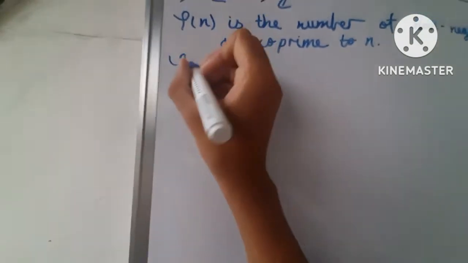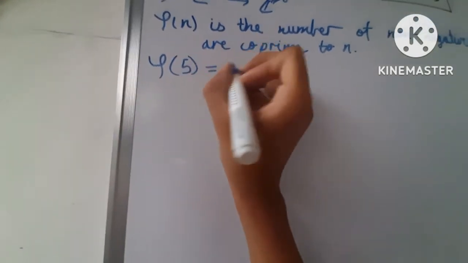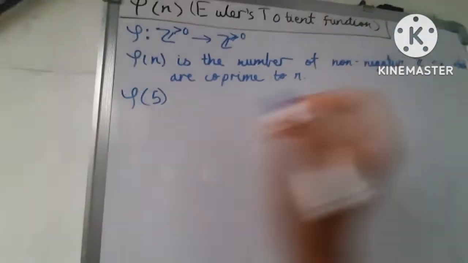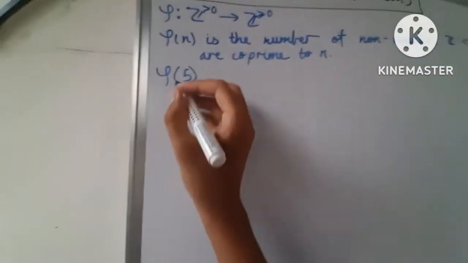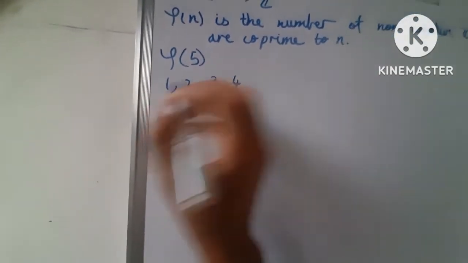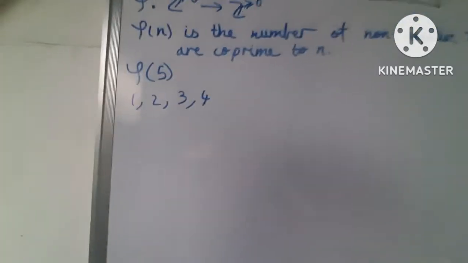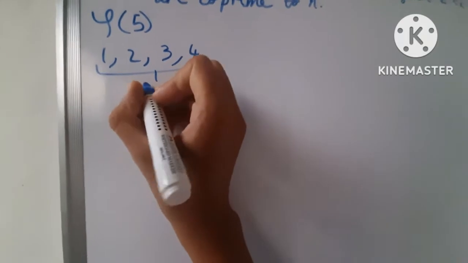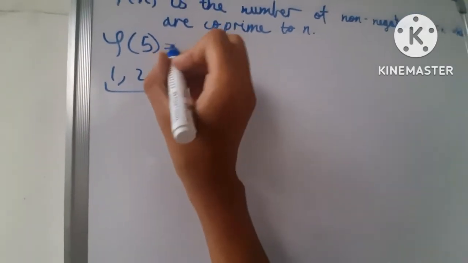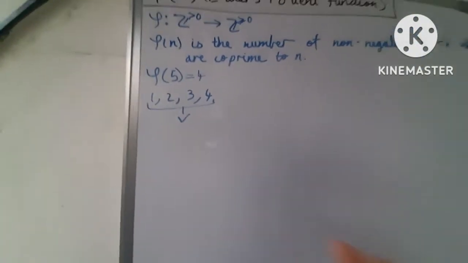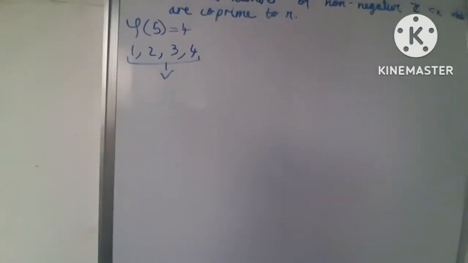So if you wanted to find, say, phi of 5, the procedure would be to write down all the non-negative integers less than n, so less than 5, which is 1, 2, 3 and 4, and to check which of these are co-prime. And fun fact, 5 is a prime number, so all of these are co-prime. So hence this is equal to 4. I hope you get how I did that. But you can't do that for larger numbers. You need a proper definition for it.